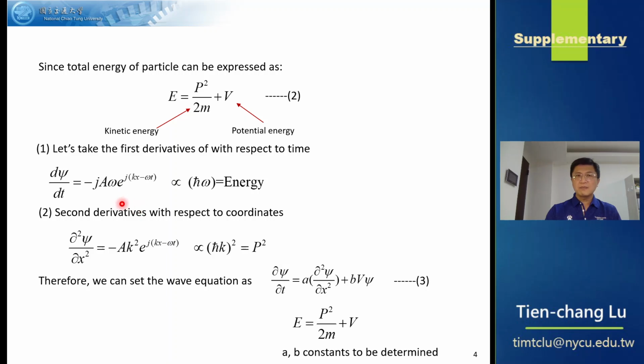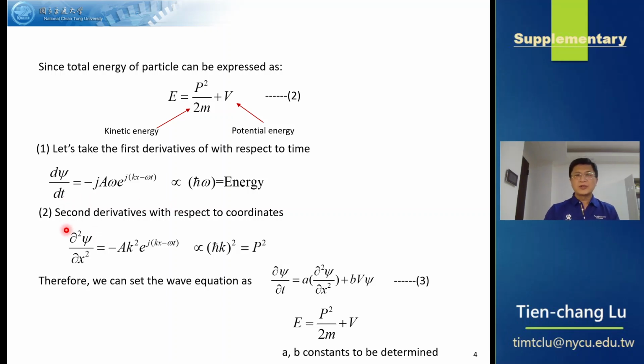Okay, so it is proportional to the omega. If we multiply with the h bar in front of it, this represents the energy. So the derivative of phi with respect to t implies the concept of energy.